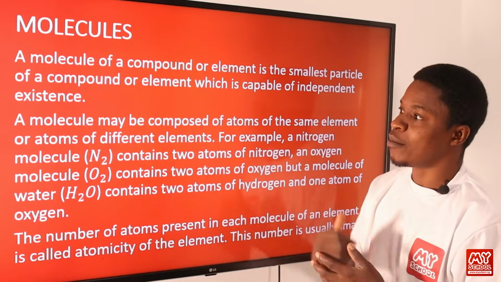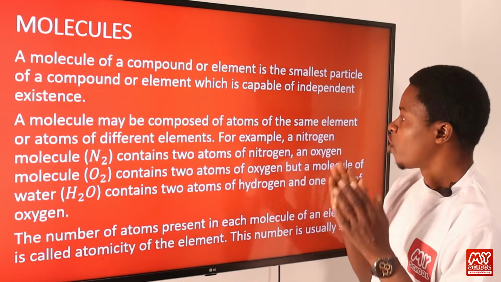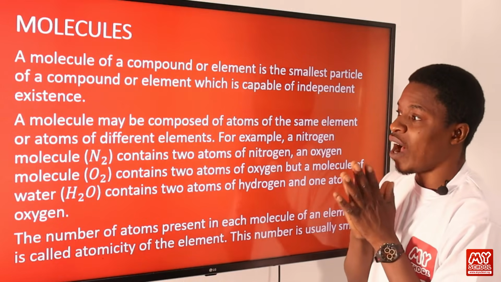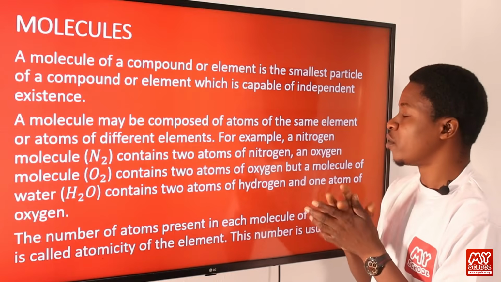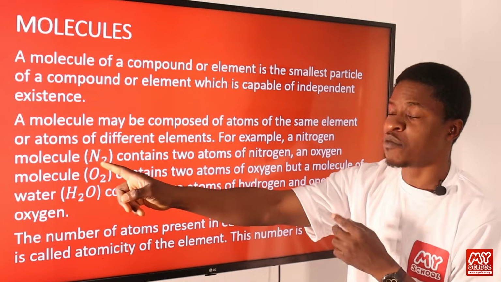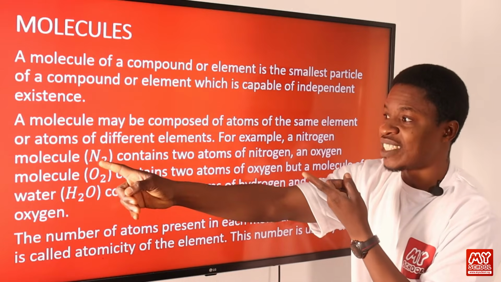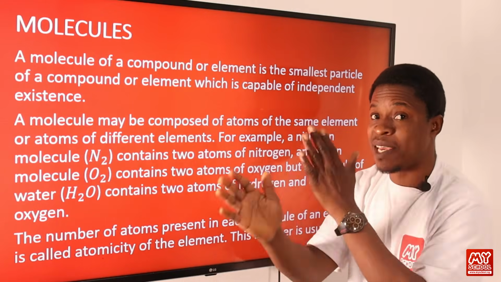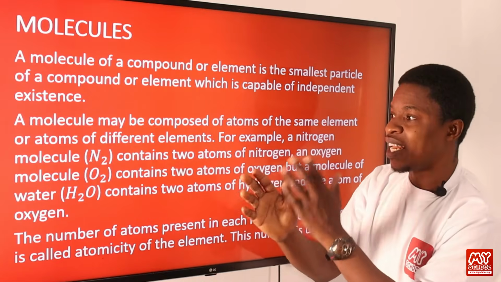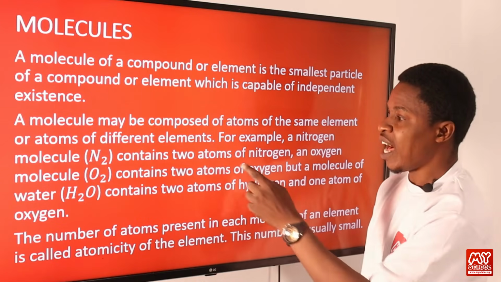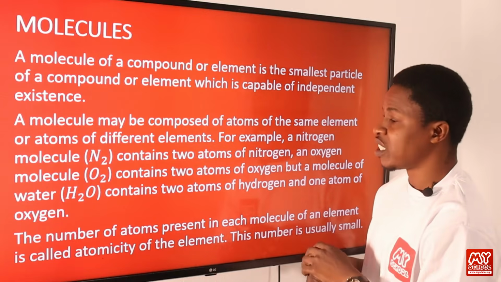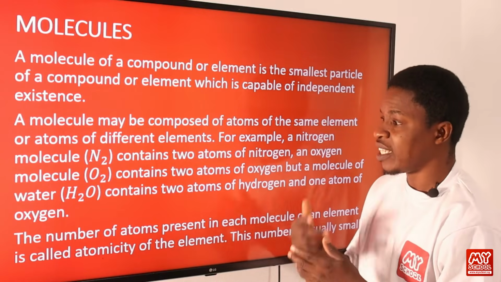Like I said earlier, a molecule may be composed of atoms of the same element or atoms of different elements. For example, in a nitrogen molecule, N2, 2 atoms of nitrogen combine together to form that nitrogen molecule. So that is atoms of the same element combining together to form a molecule, and that contains 2 atoms of nitrogen, also oxygen, and so on and so forth.